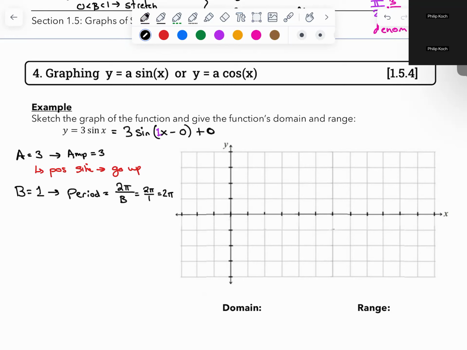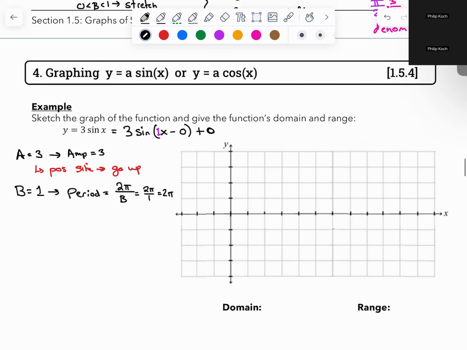I'm once again writing 2 pi over B to help with memorization. It's just for frizzles, as the kids still say. Do you guys still say frizzles? You should. It's an awesome thing to say.